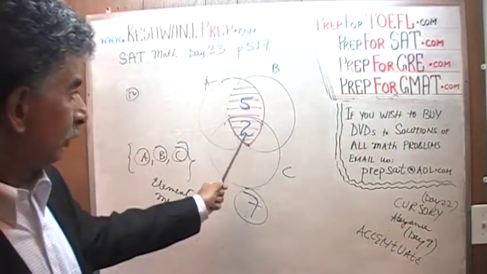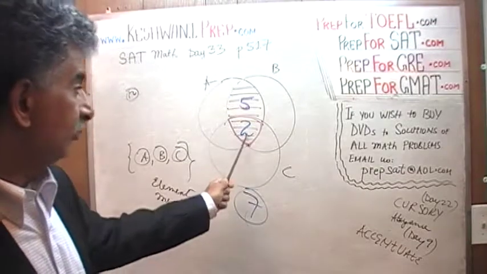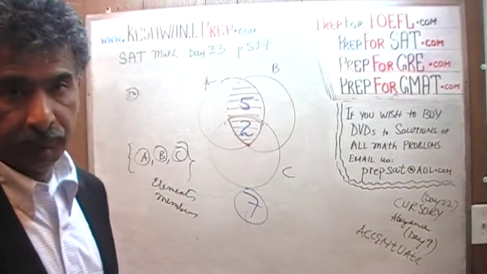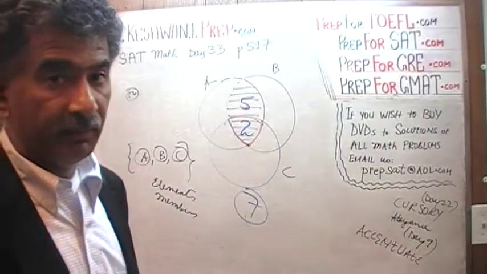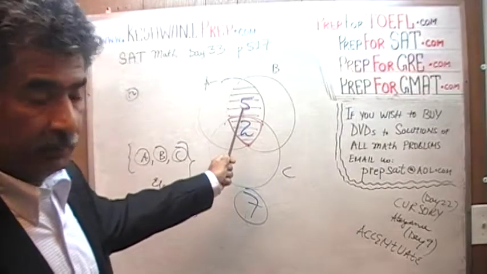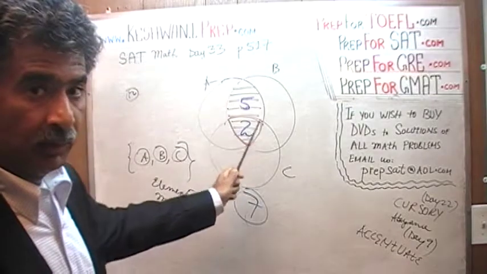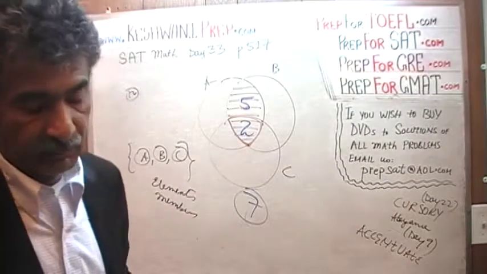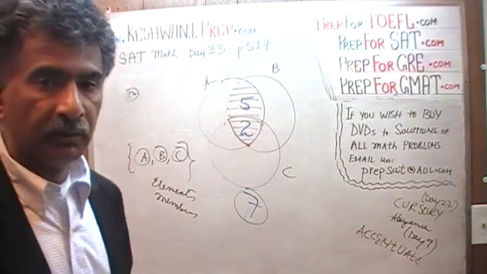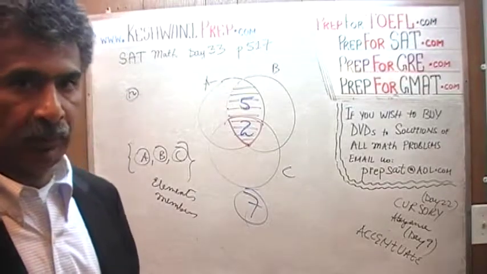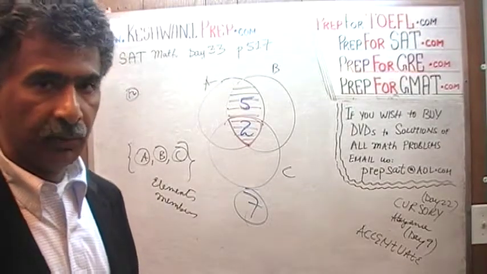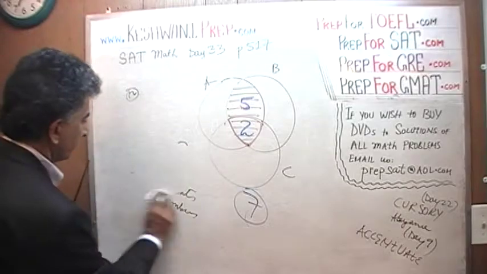But the fact that these 2 also belong to C does not alter the fact that these 2 also belong to A and B. Therefore, the number of elements that are common to both A and B are these 5, which belong to just A and B, and these 2, which, in addition to belonging to A and B, also happen to belong to C, which actually doesn't concern us. What concerns us is the fact that there are 7 of them altogether that do belong to A and B. Next one.